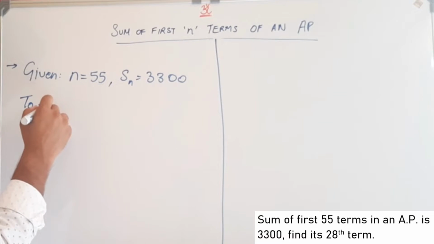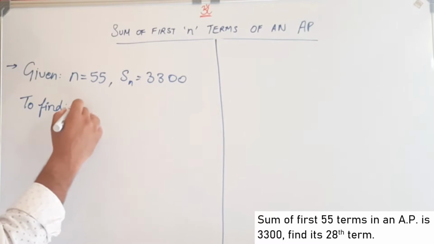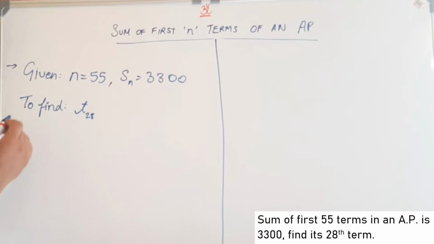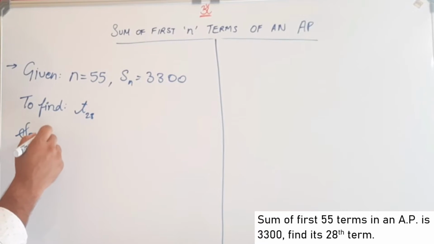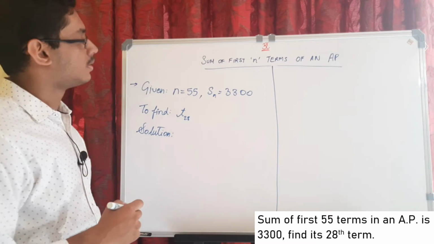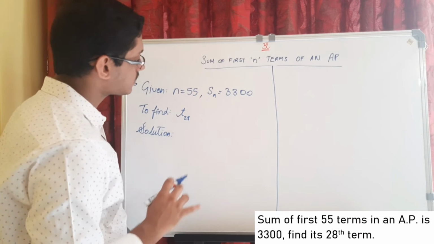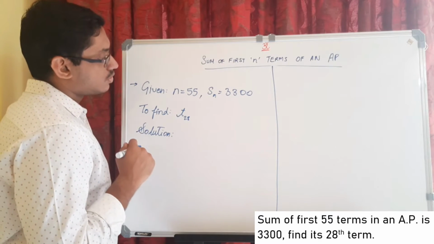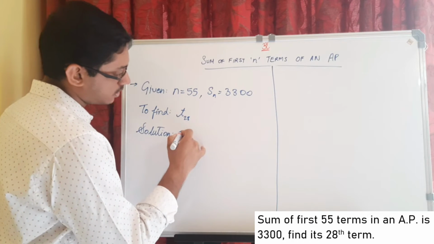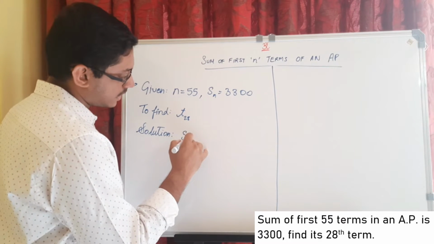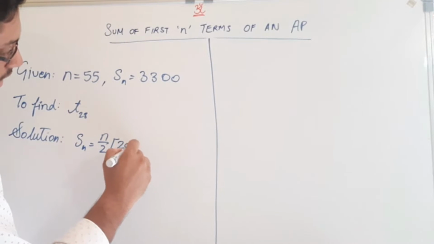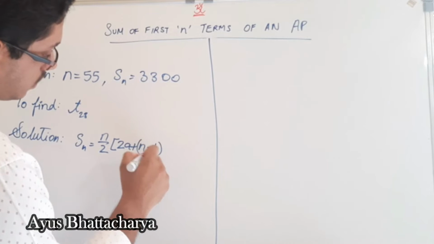What do we have to find? 28th term means T28. We have to find this. So now directly write the solution. What is the solution? Now see here, in such cases, Sn and n are given. So Sn is equals to n by 2 into 2a plus n minus 1 d.